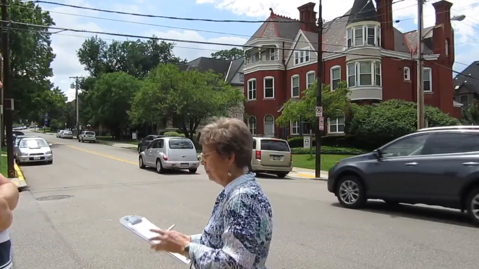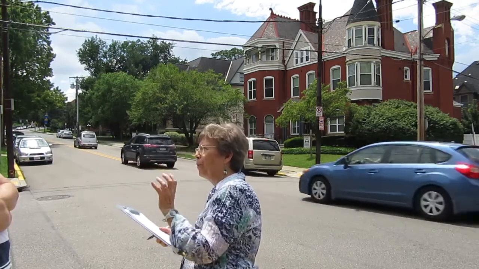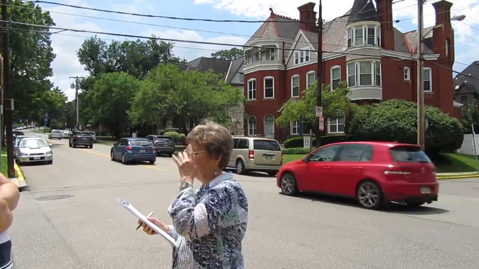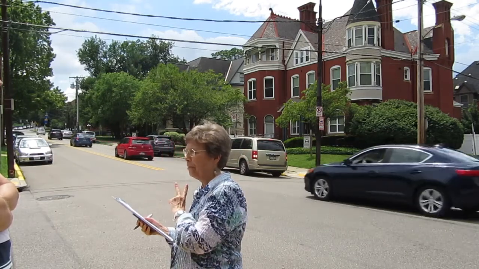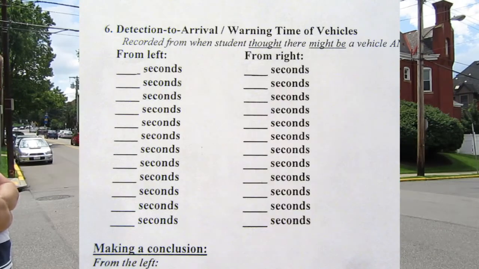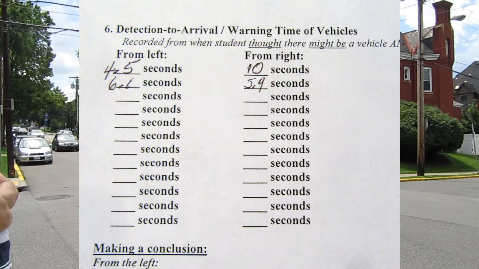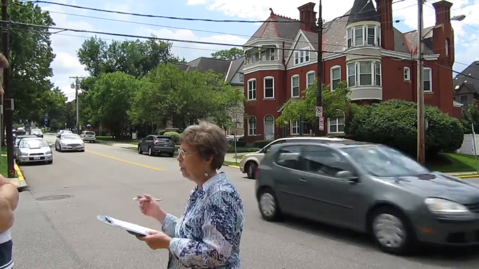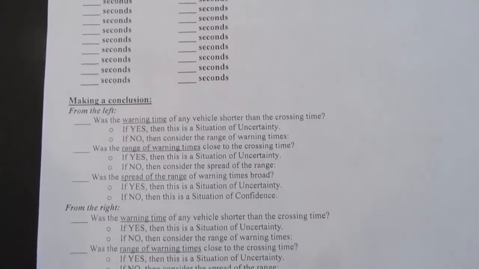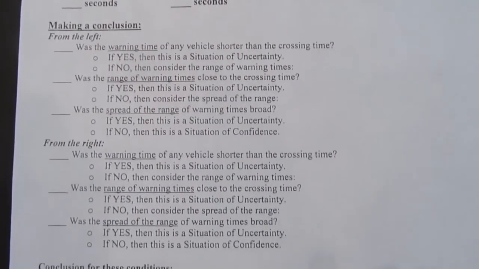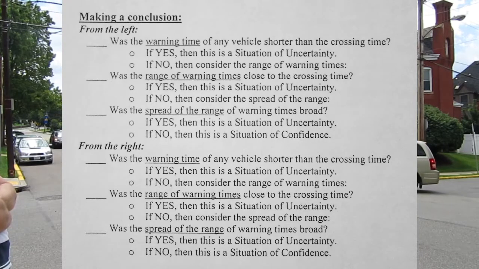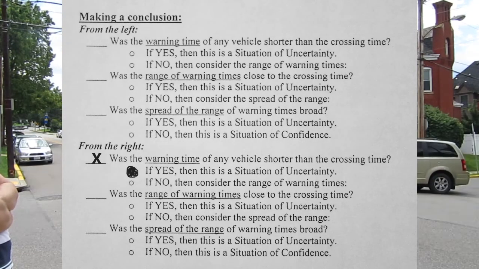We've been taking some samples, and we found that from the left, we had 2 samples. Both of them were longer than what you needed, 4.5 and 6.1 seconds. From the right, we had one that was 10 seconds, which was more than enough. We had one that you didn't hear when it was quiet until it was less than 6 seconds, or about 6 seconds. So actually, if you look at our little checklist, it says from the right, was the warning time of any vehicle shorter than the crossing time? If yes, this is a, what do you think this is?